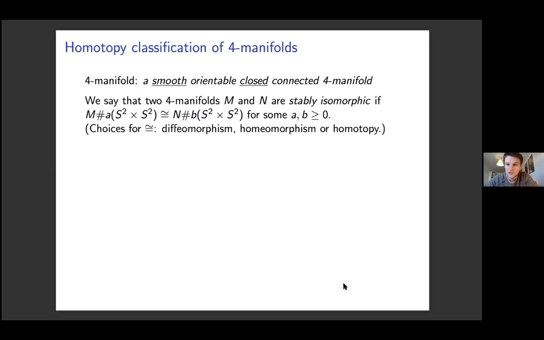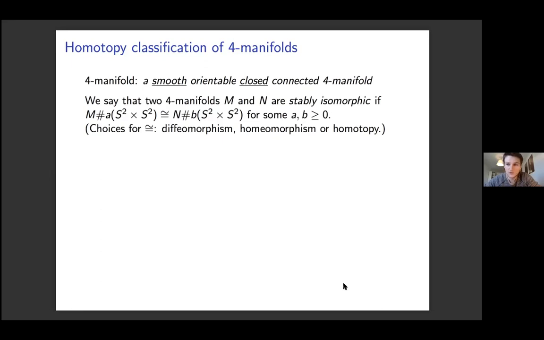There are many choices that you can make for the notion of isomorphism. You could consider them up to diffeomorphism, homeomorphism, or homotopy. And of course, if we're considering them just up to homeomorphism or homotopy, the manifolds need not be smooth, but I'll just consider the smooth case in this talk for simplicity. Okay, so this is a little bit analogous to the situation for two complexes that I described before. For two complexes, you can take a wedge with S2, and if you do this, then any two complexes with the same fundamental group become equivalent.